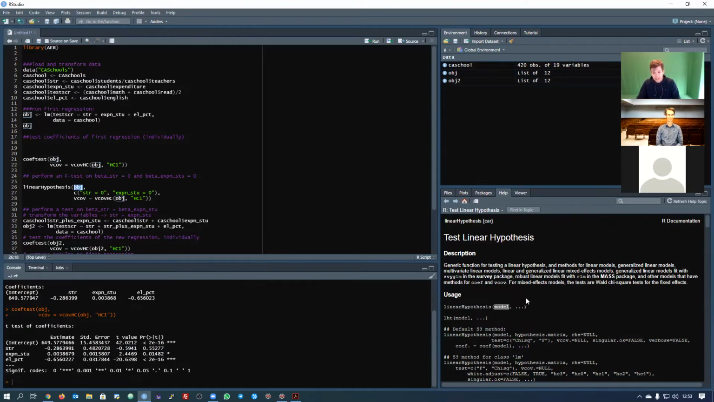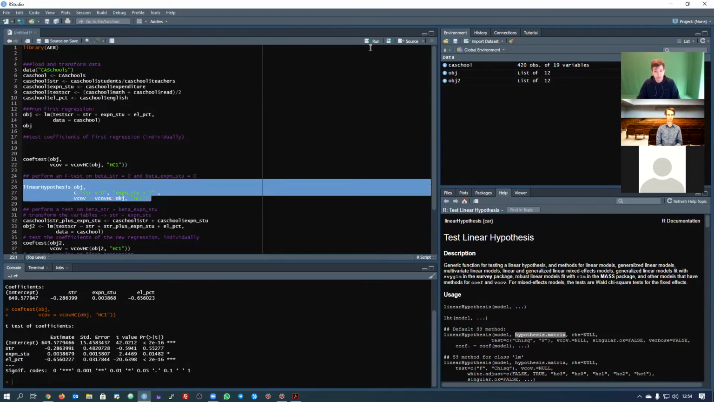Then the second object we put in is the matrix of hypotheses, or in our case, just a vector of hypotheses, because we have a linear model with named coefficients. So the coefficient of STR and the coefficient of expenditure per student. And these two are set equal to 0. And as I said, be careful here. You have to give these hypotheses as strings, so with apostrophes in the beginning and at the end of each of these multiple hypotheses. And then we account for our heteroscedasticity with the last line of code.